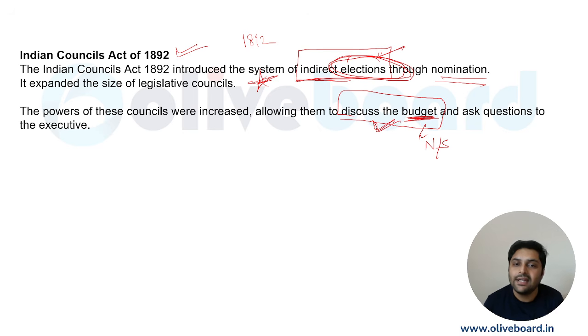Finally, in 1892 came the act where for the first time Indians saw something like elections. These councils were increased, allowing them to discuss the budget. Now the budget also could be discussed. Earlier it was passed just like that without any inputs. So now they were discussing the budget.